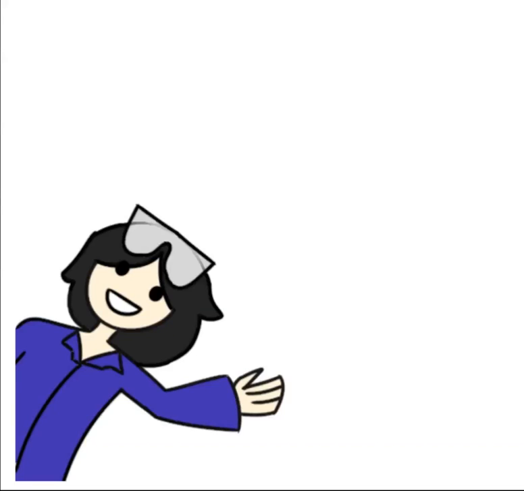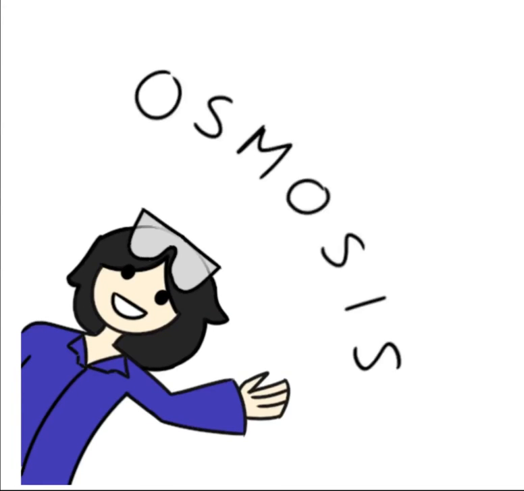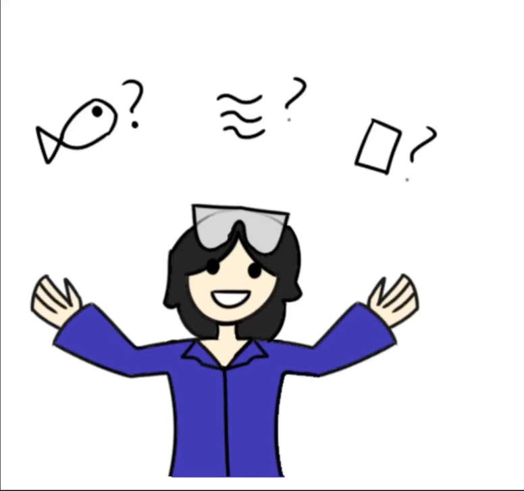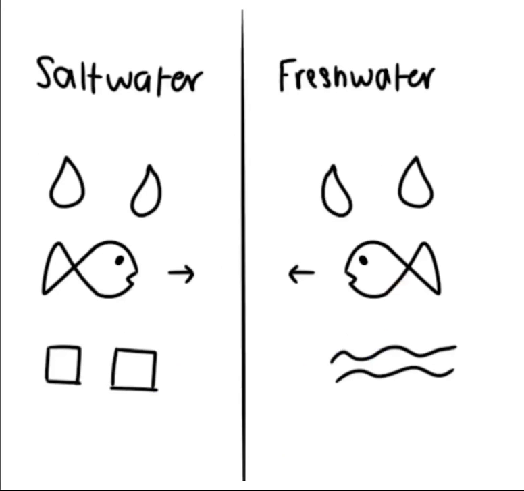Today's episode features the topic of osmosis. Have you ever wondered why there's a difference and distinction between freshwater fish and saltwater fish? Why are they able to live in such different habitats? Can one live in the habitat of another? Today, we'll find out.